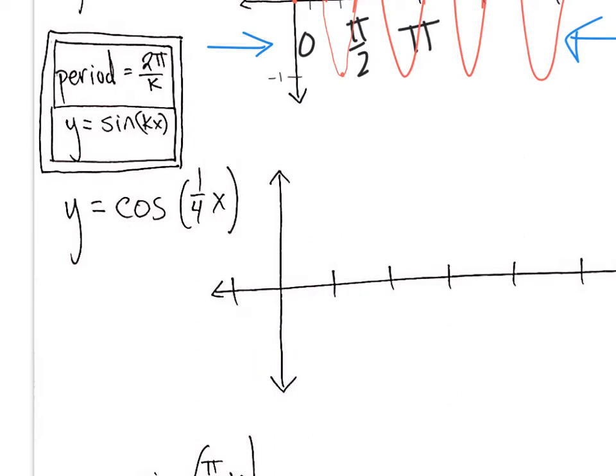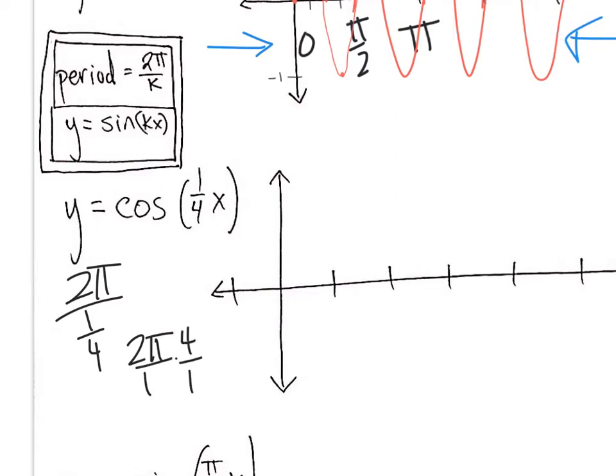So if we were to just use our normal pi over 2, pi, 3 pi over 2, and 2 pi, it's only going to show a little bit of the graph. So what are we doing? This is what we're doing: 2 pi over k, dividing by a fraction, same as multiplying by the reciprocal.